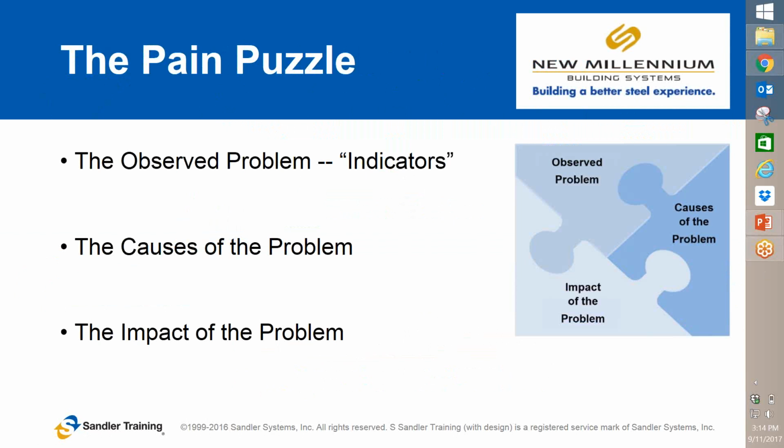It's an indicator that there's something underlying that, and it's our job as DSMs to find out what the root cause of it is. And that's the next one on the right side there. What's the cause of the problem? What's caused this problem to occur? Or what are the causes of the problem?